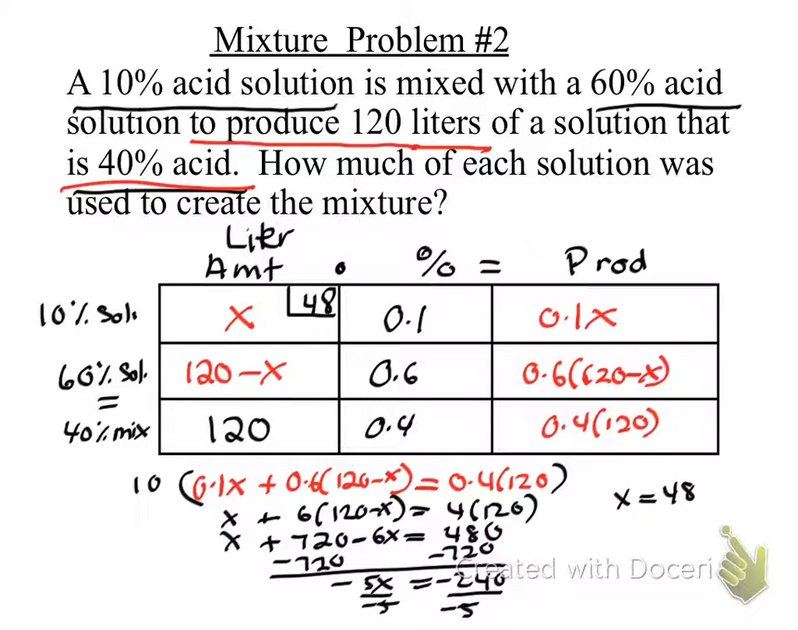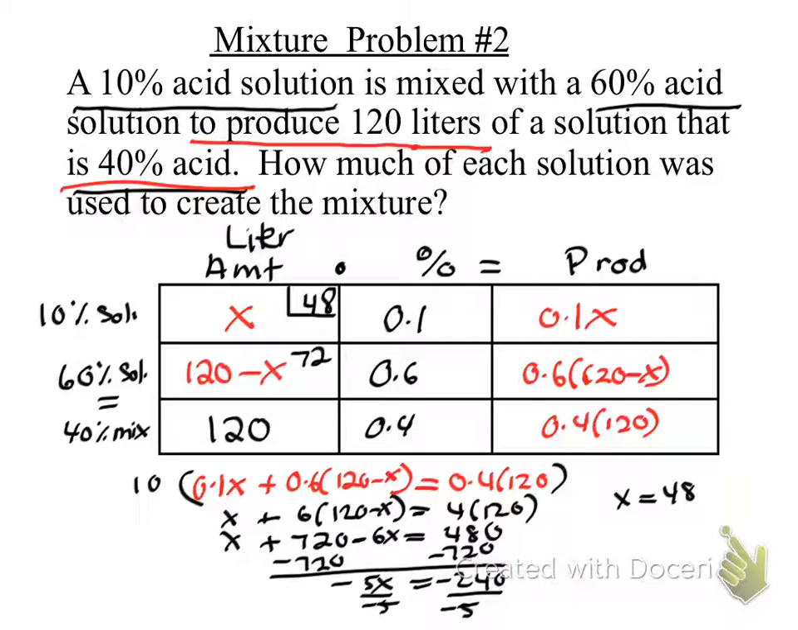So it doesn't matter if you want to call the middle and the other percent. So if that's 48, they want to know how much of each. What is the other one? 120 minus 48. Is it 72? Yeah, 72. 48 plus 72.